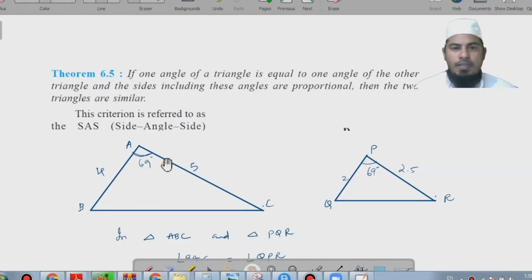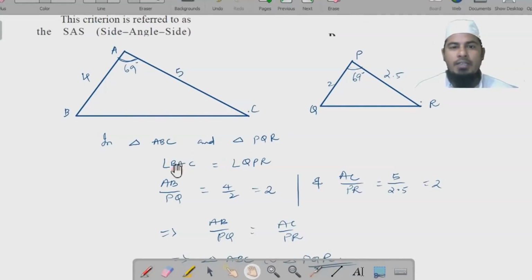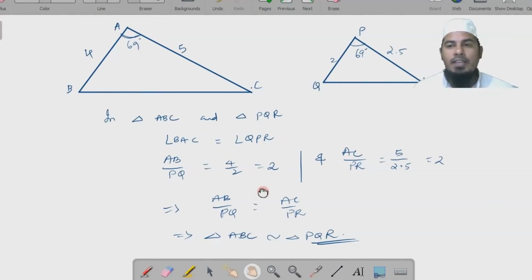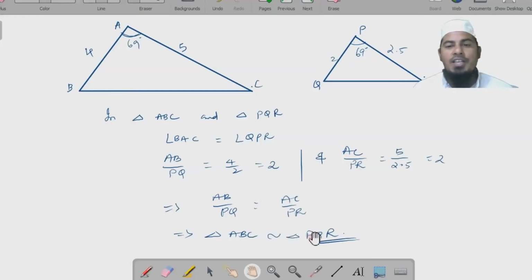Considering this example, two angles are equal, 69. The including sides here are 4, here is 2, here is 5, here is 2.5. We keenly observe that the sides are becoming half, or from here to here is becoming double. So in these two triangles, two angles are equal, and AB by PQ, the ratio is 2, AC by PR, again the ratio is 2. It means that these two ratios are equal, they are proportional. It means these two triangles are similar by SAS similarity criterion.